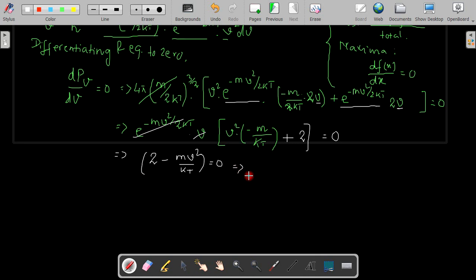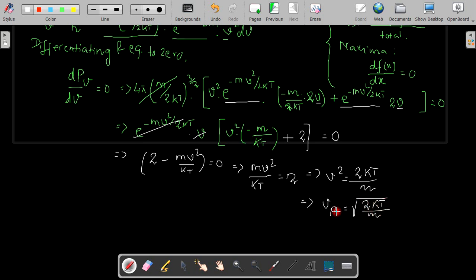So that means if I want to find out v, I can take v on one side, mv square by kt is equal to 2, or we can take v square is equal to 2kt divided by m. So you need to remember this result. This is the most probable velocity. Let me write it down as Vp, and this is root over 2kt divided by m. So let's box this, and this is something which you should remember.